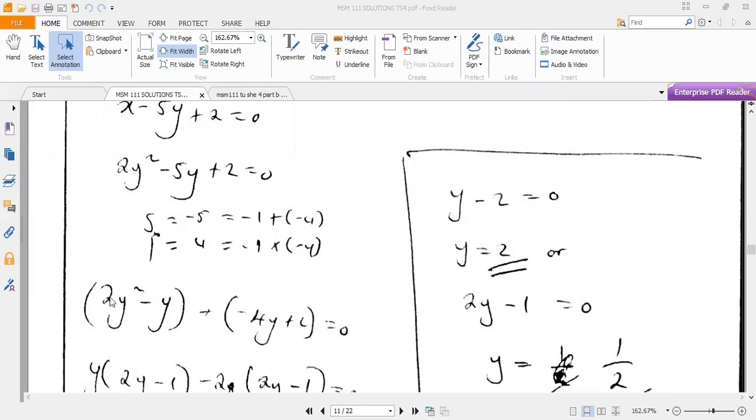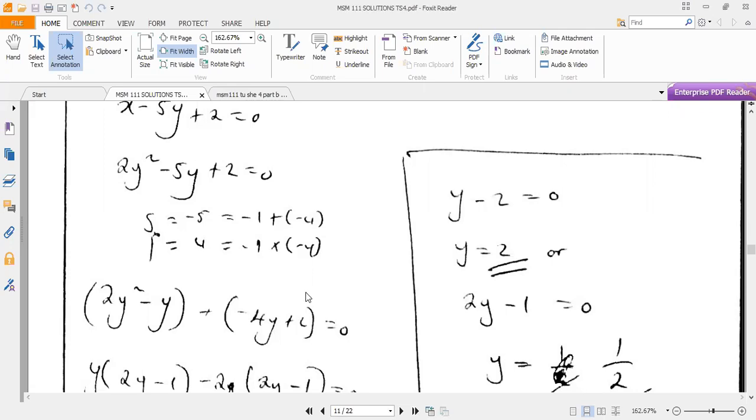Yeah, so now we proceed. Here you're able to see that we are looking at the two factors, which are negative 1 and negative 4. These are the two factors. So now using that factorization method that you all know, you know how to manipulate these. So you have 2y squared minus y plus negative 4y, negative 4y plus 2, isn't it?